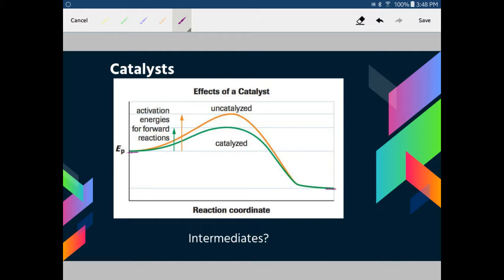Now, this is a simple catalyzed reaction. We have just less activation energy. It's pretty simple to look at when we're looking at an effect of a catalyst. However, we may see some intermediates, and what I mean by intermediates is we may see a catalyzed reaction looking something more like this.